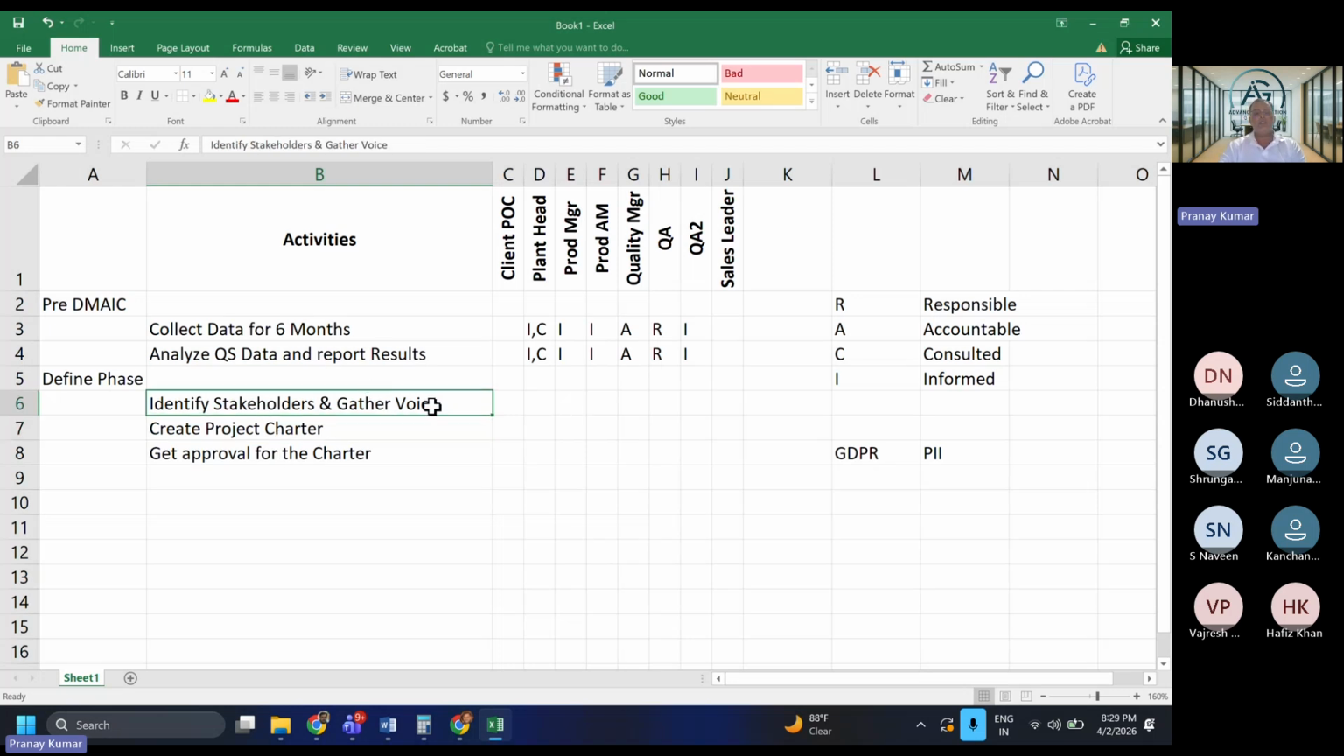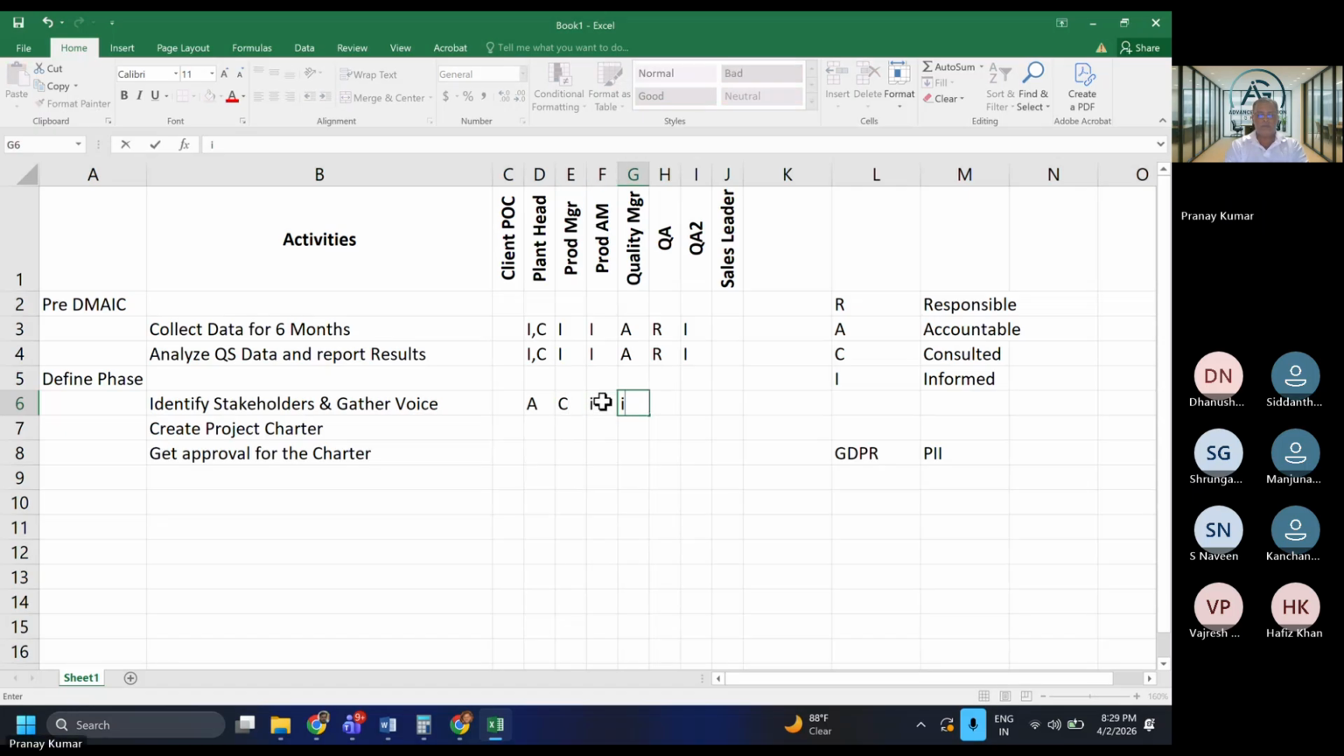Again, do the same activity. Who is responsible? Accountable is the plant head. Responsible is the quality manager. Consult the production manager also. Inform everyone else. Do you understand the RACI now? R meaning for that particular activity, who is responsible? Who is the one who will finally be held accountable if things are not done right? Who do we consult? Who do we keep informed? Everyone with me?